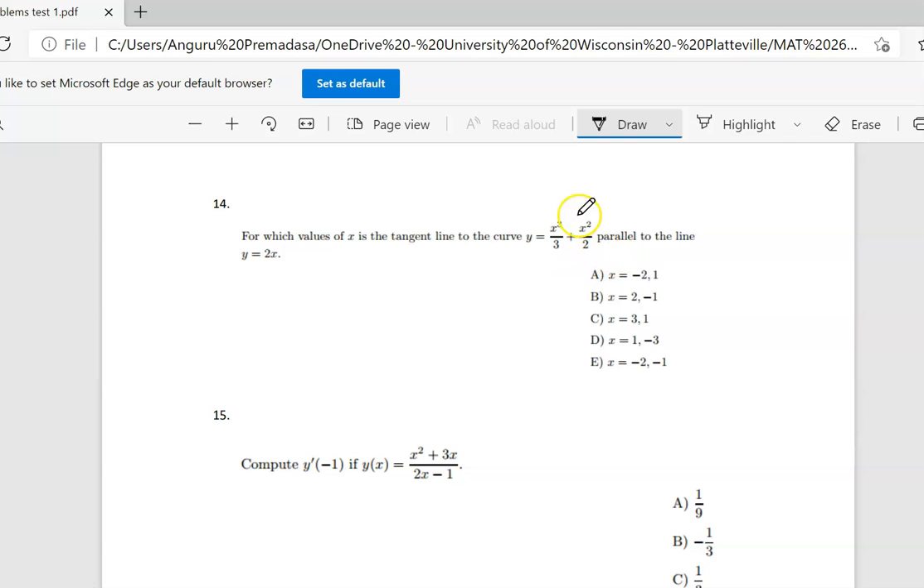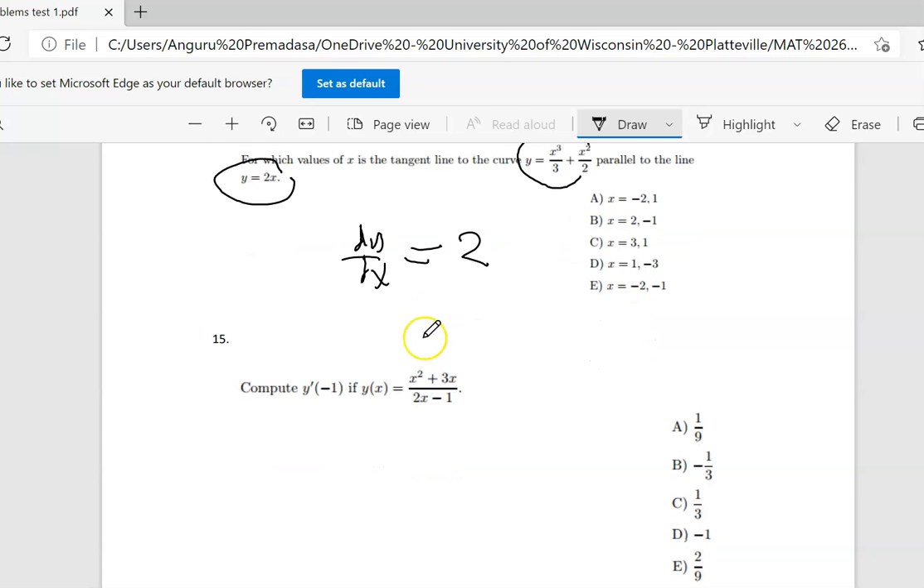So here again, now you want to find out the places where the curve is parallel to the line y equals 2x. So you find the derivative, and if the curve is parallel to the line 2x, that means the derivative, dy over dx, has to be equal to the slope of this line, which is actually 2. So you find the derivative and set it equal to 2, solve for x, and do that.